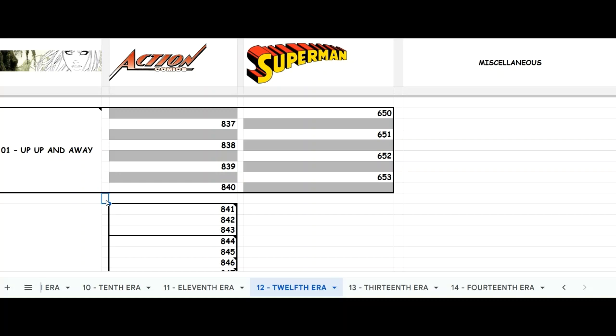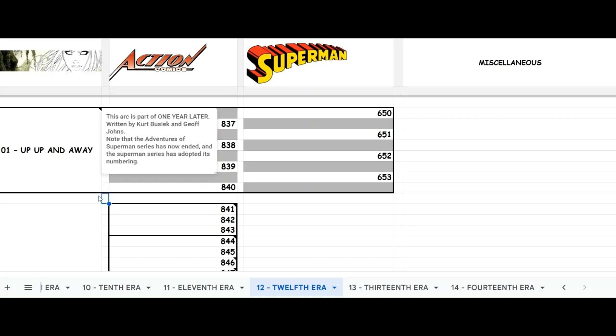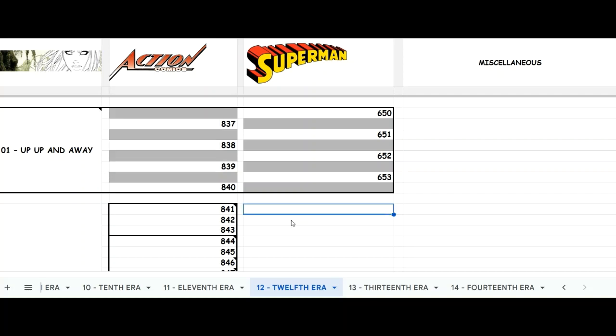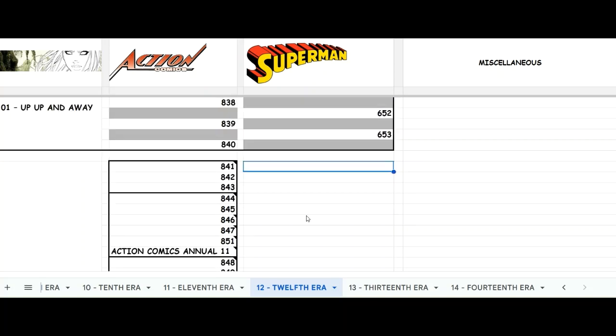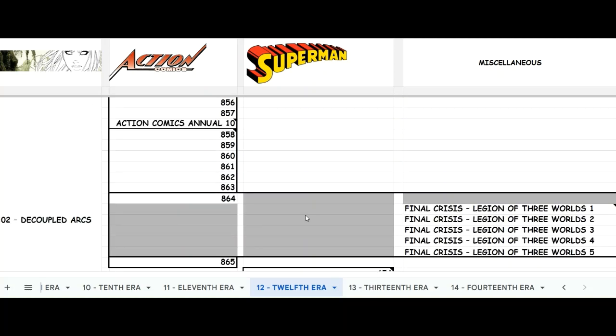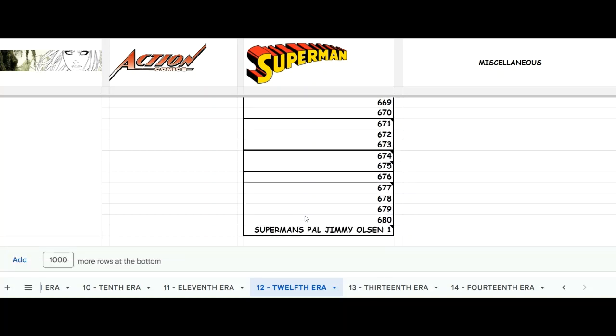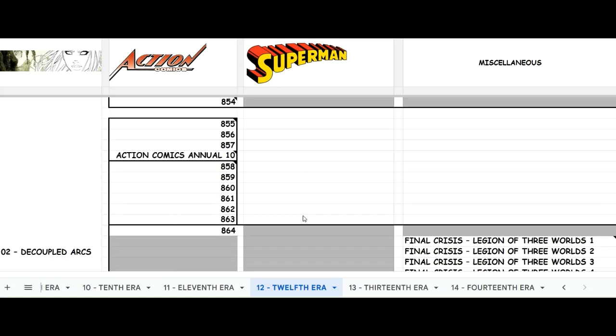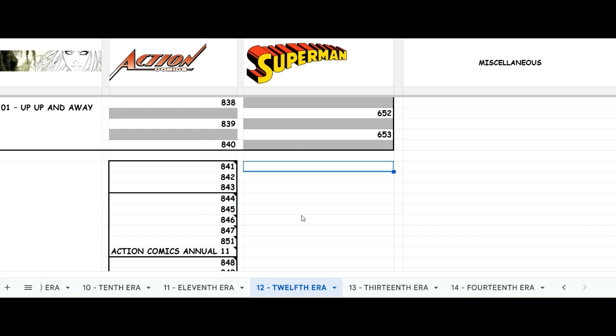What happens then is you have a couple of what I've been referring to as decoupled arcs. When I say decoupled arcs, that means that Action Comics and Superman are proceeding relatively independently. However, what I would stress is that there's a particular order in which I recommend reading these decoupled arcs, because that basically is the rest of the issues we're going to be talking about today.